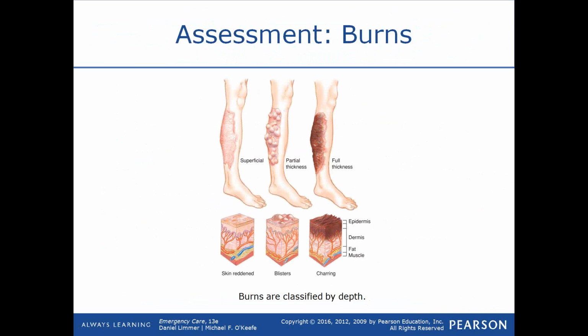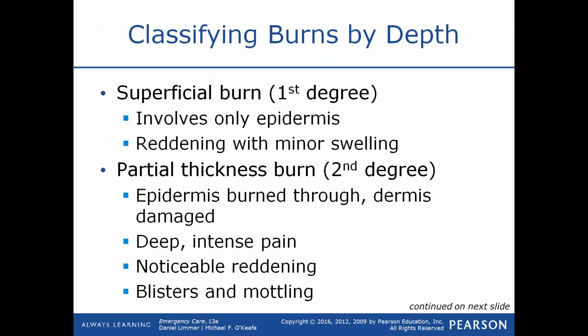Now, burns can be superficial, they can be partial thickness, or they can be full thickness. Some would call them superficial first-degree burns, partial thickness or second-degree burns, and full thickness or third-degree burns. First-degree burns or superficial burns, the skin is reddened. Partial thickness burns, the skin has blisters. Full thickness burns, the skin is charred, leathery, black, or white.